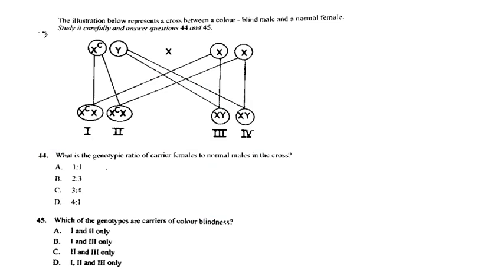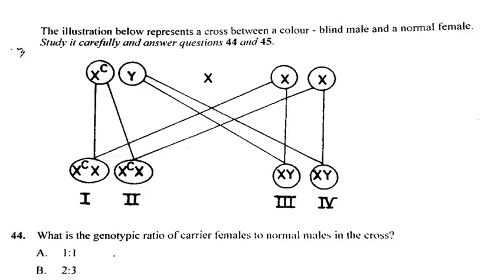Now I'm moving on to question 44 and question 45, and I'm going to read what is asked of us. The illustration below represents a cross between a color-blind male and a normal female. Study it carefully and answer questions 44 and 45.